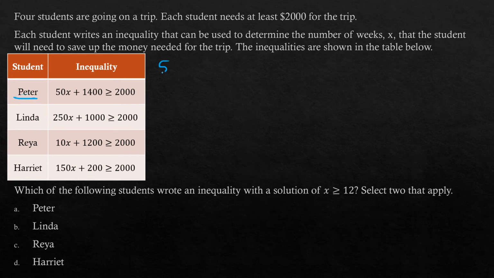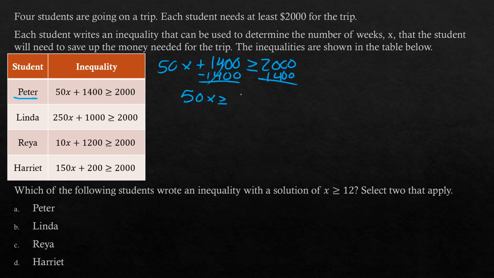Let's do Peter. 50x plus 1400 is greater than or equal to 2000. Subtract the 1400. This goes away. I have 50x is greater than or equal to 600. Divide both sides by 50. This goes away. X is greater than or equal to 12. Oh, I see what I did here. Okay, perfect. So Peter works.